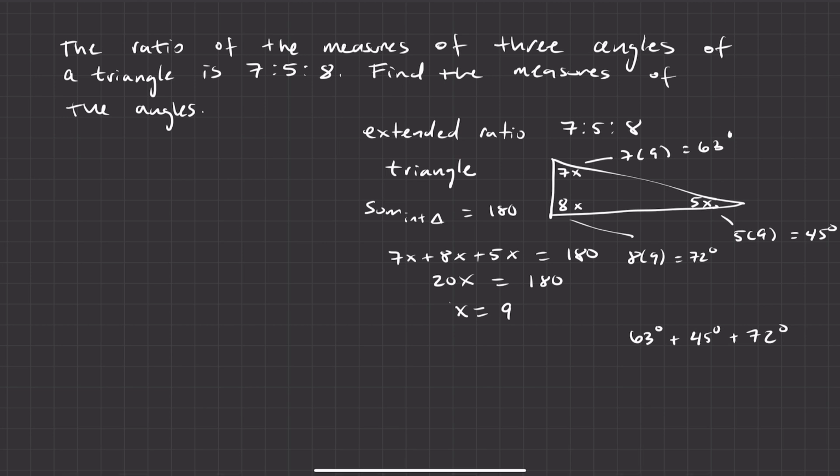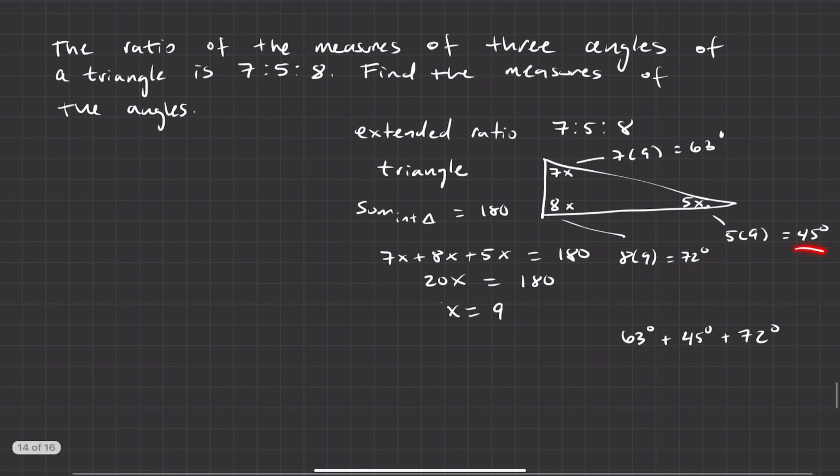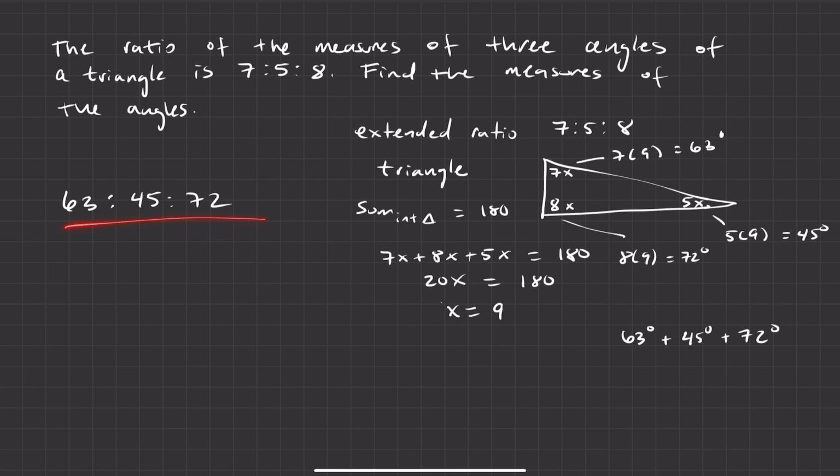Now, what am I supposed to do? Well, you've already found the measures of the angles. So it's 63 and 72 as well as 45. That's good. Now, let me go ahead and express this as a ratio. So I have 63 to 45 to 72, okay? Now, this is an extended ratio, but remember, back in the notes, we said that ratios must be simplified, right? So I can't leave this as a ratio because it's not simplified, right?